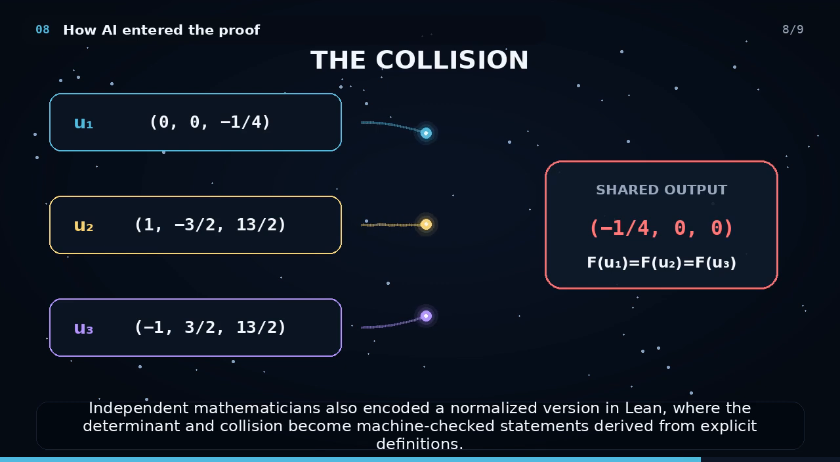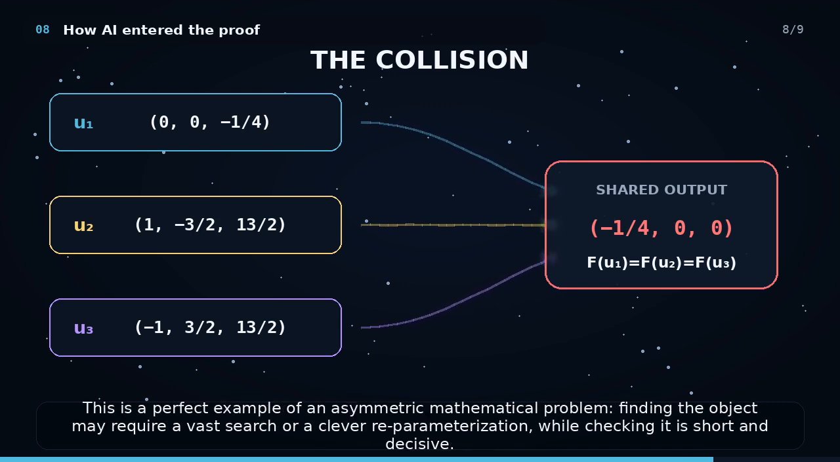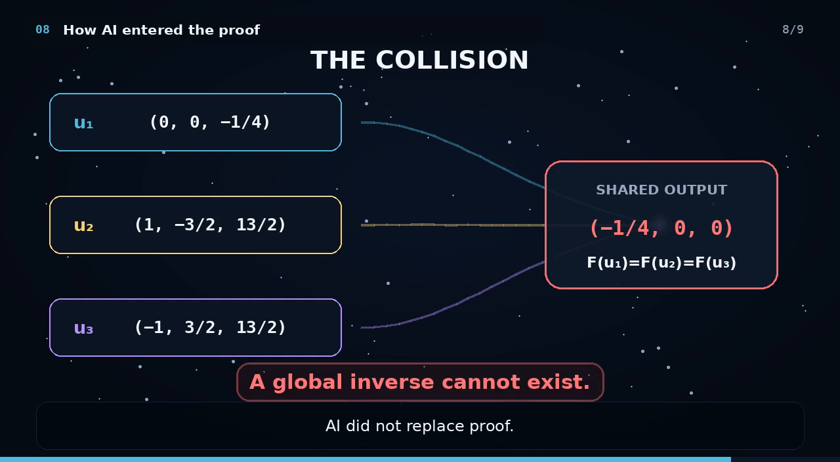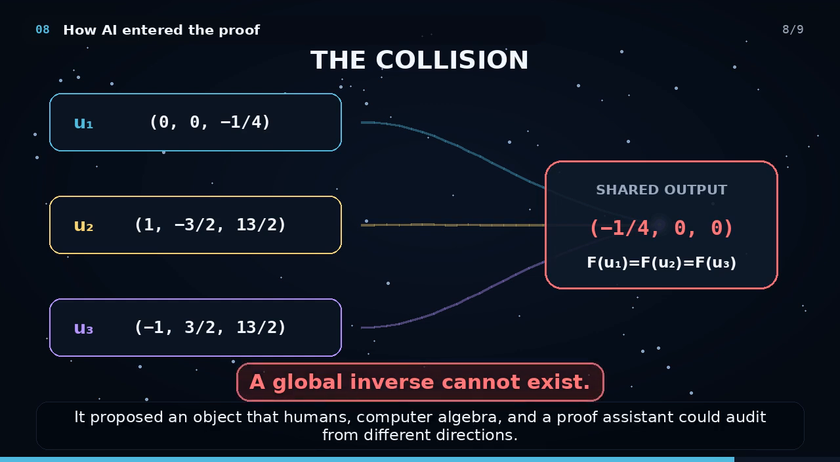Independent mathematicians also encoded a normalized version in Lean, where the determinant and collision become machine-checked statements derived from explicit definitions. This is a perfect example of an asymmetric mathematical problem. Finding the object may require a vast search or a clever reparameterization, while checking it is short and decisive. AI did not replace proof. It proposed an object that humans, computer algebra, and a proof assistant could audit from different directions.